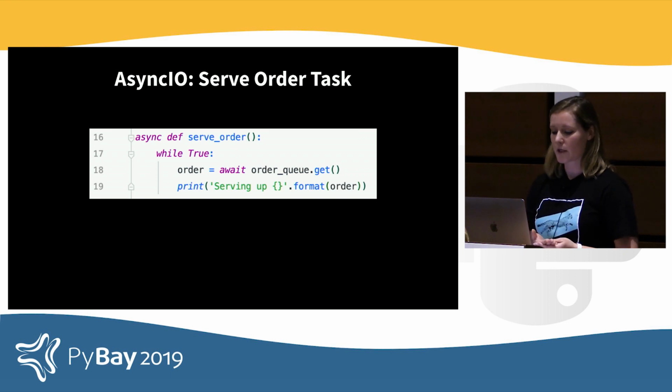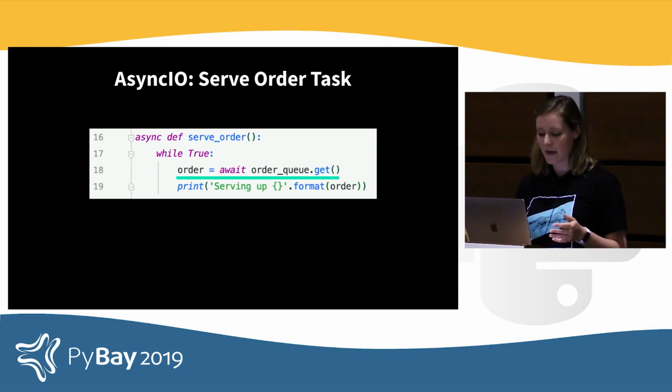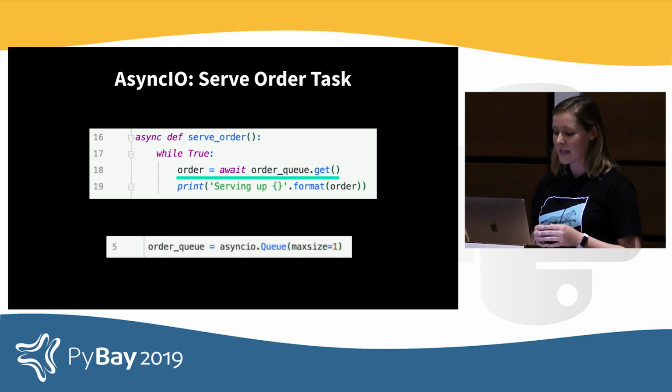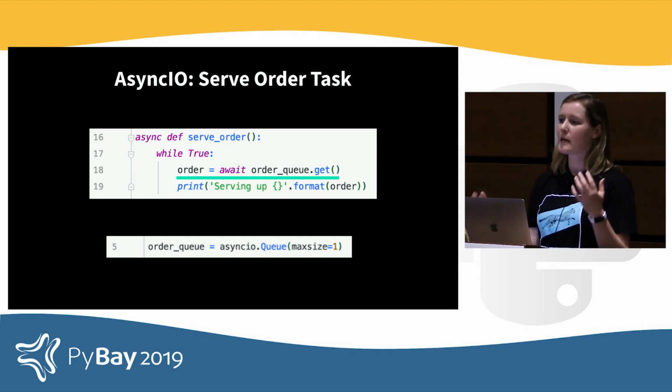Here's the serve order function. You'll notice that it's fewer lines than the generator example. Instead of having the logic for if there's nothing in the queue, yield and continue, we just have this await order_queue.get. And that's because the order queue is the special Async IO queue. And Async IO has built that functionality, the yield if it's empty, into its queue.